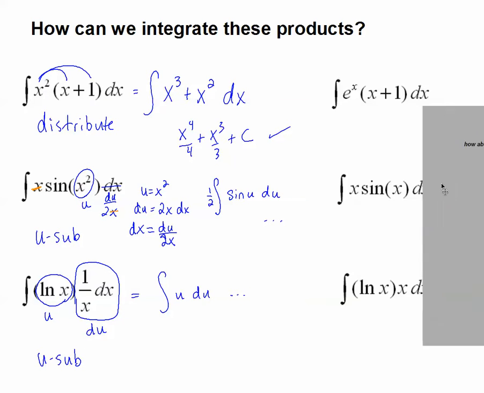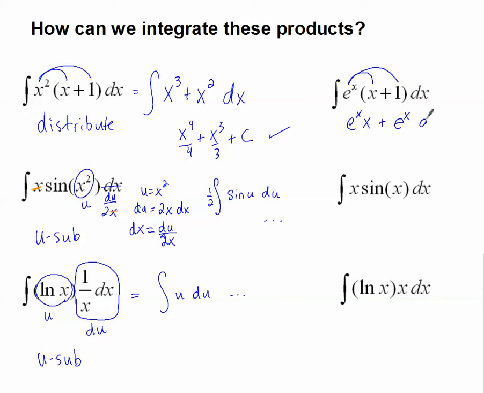Well, but what about these? Let's take a look at these products. E to the x times the sum x plus 1. If I try the distributing method, like I tried in this example, what do I get? E to the x times x plus e to the x with respect to x. Did I make it not a product? I did not. I still have a product right here, e to the x times x. I did not get rid of the product.